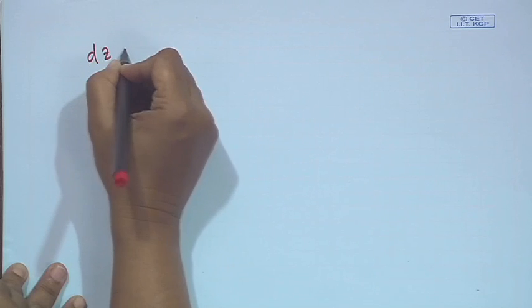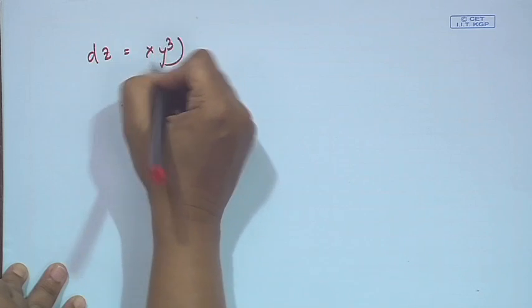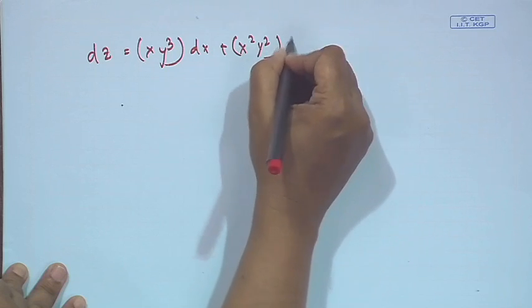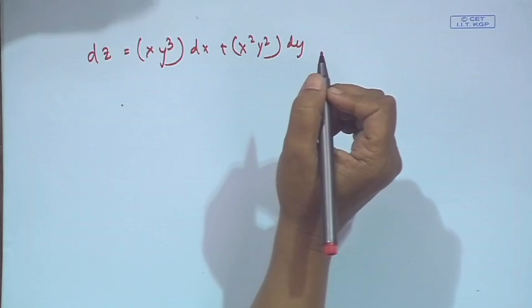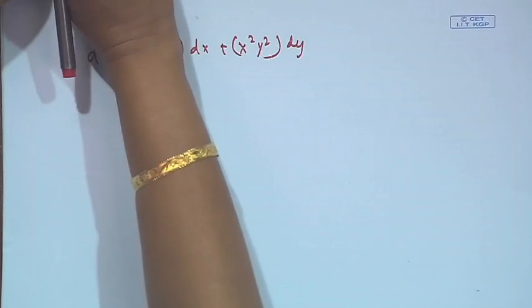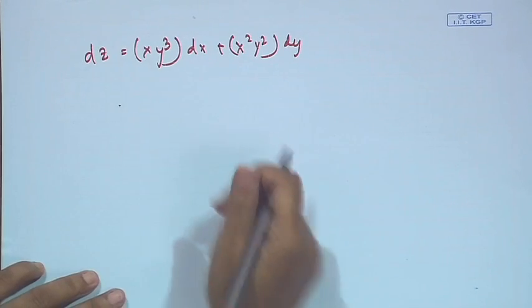So, therefore, a correct equation of state in this case can be xy cube dx plus x square y square dy. But please remember, this is not the only equation of state that we can use. We can use some other equation of state as well.